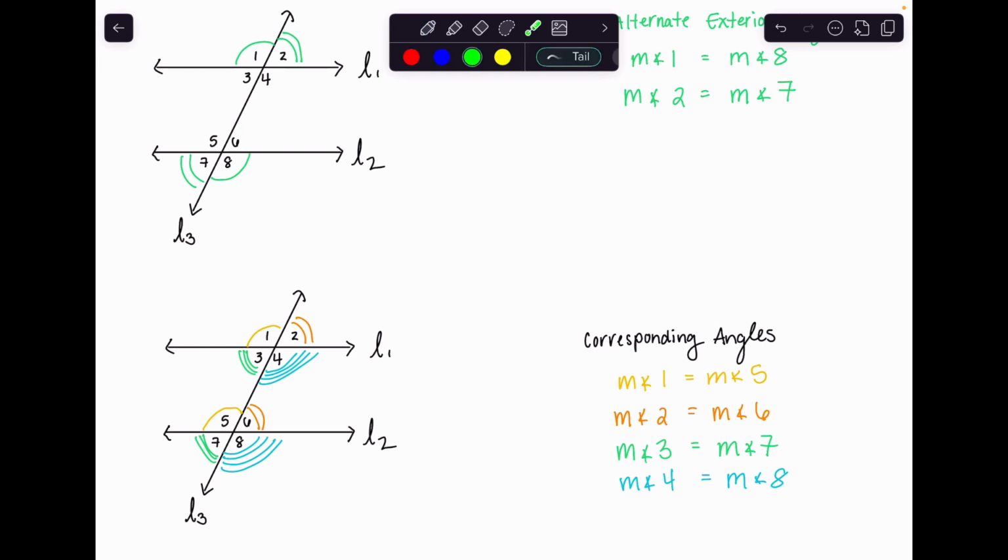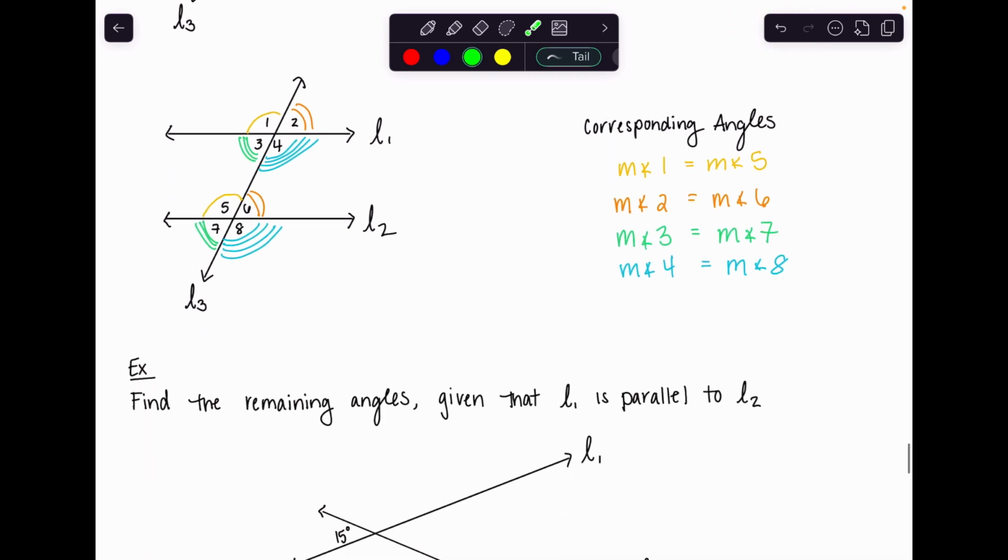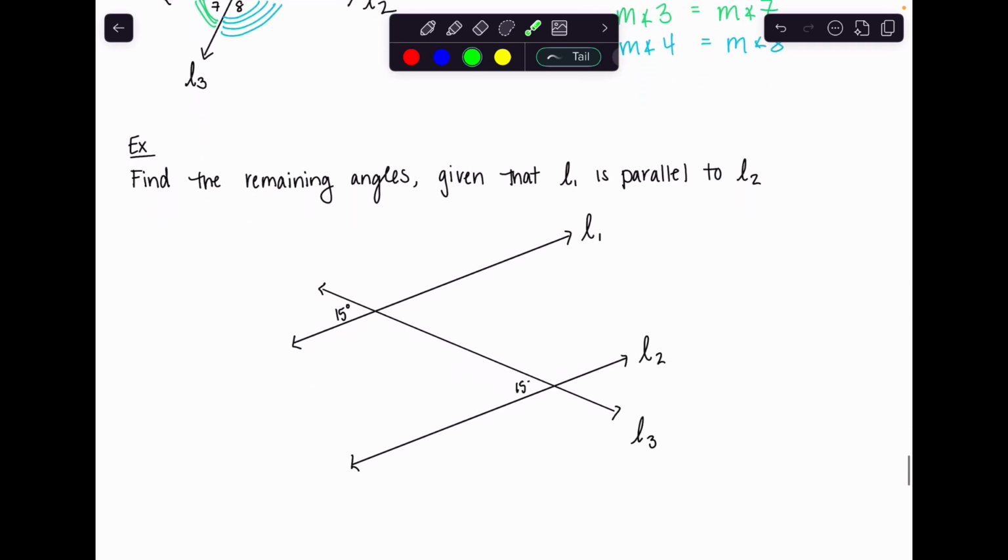But again, just because of all the vertical angles too, 1 and 4 are exactly the same, and they are exactly the same thing as 5 and 8. And likewise, 2 and 3 are vertical angles, so they are equivalent, and it is exactly the same as the measure of angles 6 and 7. So we're going to do just one more example. We're going to find the remaining angles given that line 1 is parallel to line 2.